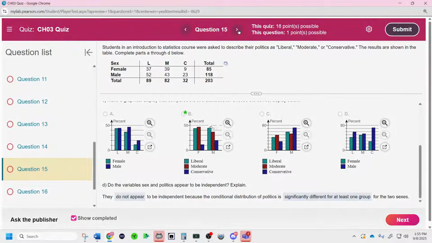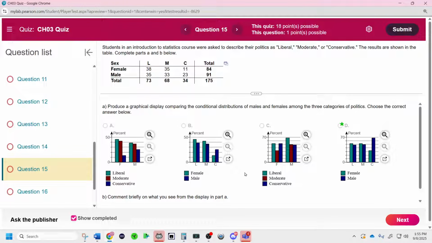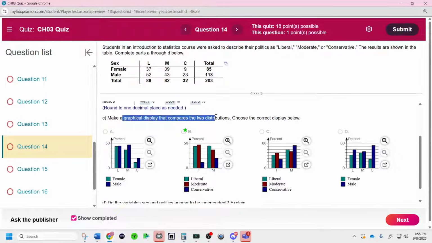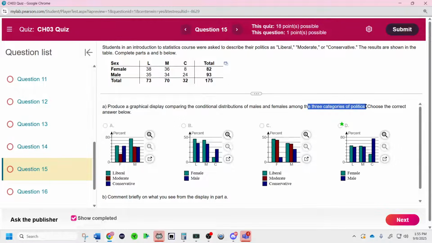I think we have maybe 2 more versions. Let's check it out. This is the same idea, and I hate the way they say this. Be very careful, produce a graph comparing the conditional distributions of males and female among the 3 political categories. So notice the small change in wording, where this one says make a graphical display comparing the 2 distributions. So when it says the 2 distributions, you need to pick this one right here. And when it says comparing the 3 political groups, if your question says that, you need to do this.